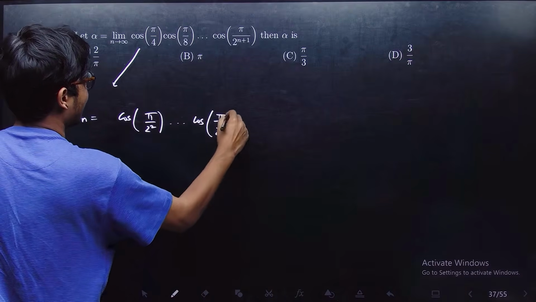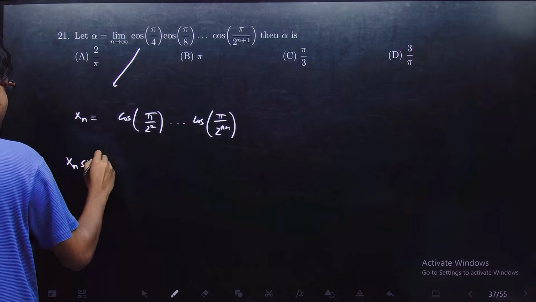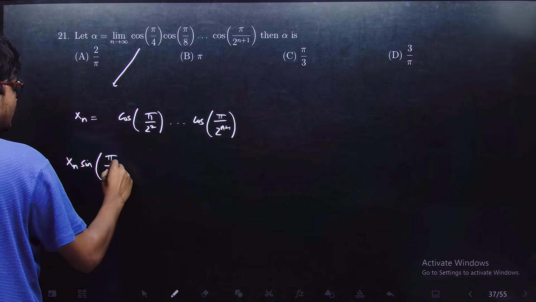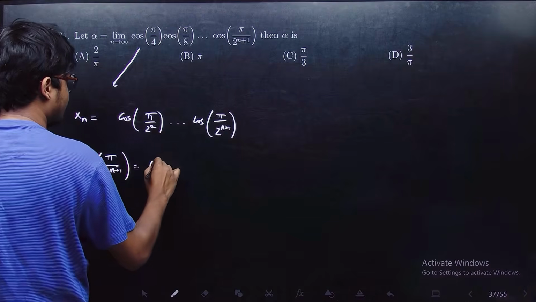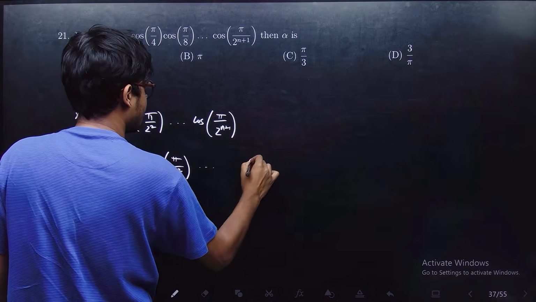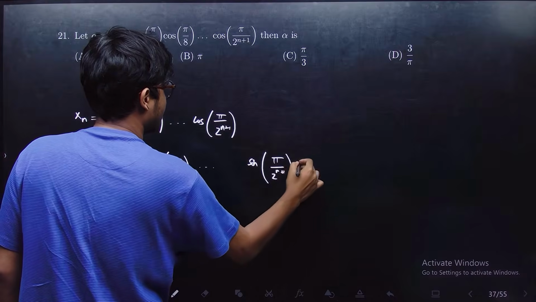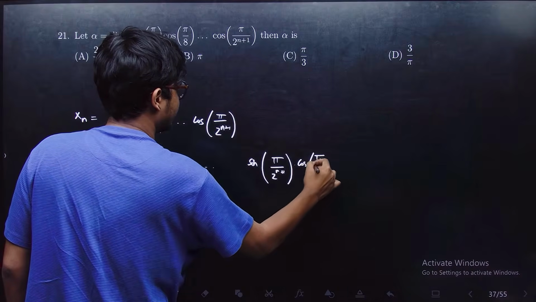So from here, if I multiply both sides by sine of this quantity, xn times sine of pi by 2 power n plus 1 is going to be the entire cos product times sine of pi by 2 power n plus 1, times cos of pi by 2 power n plus 1.